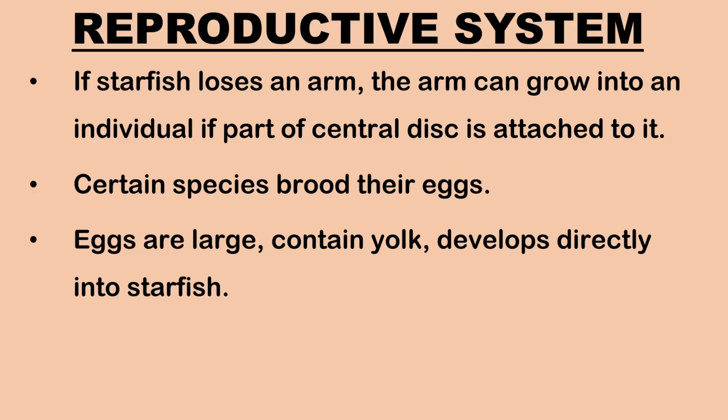So today we have learnt in detail about the structure of starfish, its digestive system, respiratory system, water vascular system, excretory system, nervous system and reproductive system.